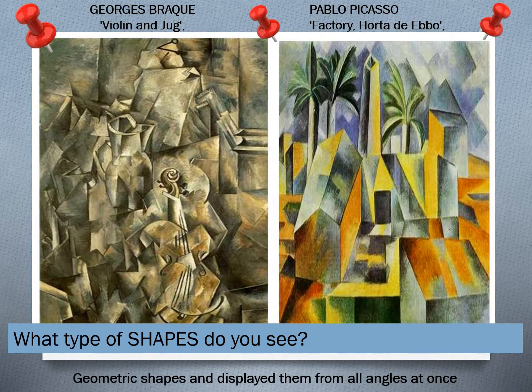Again, we have Braque on the left and Picasso on the right. What types of shapes do you see? You should see geometric shapes that are displayed from all angles at once.